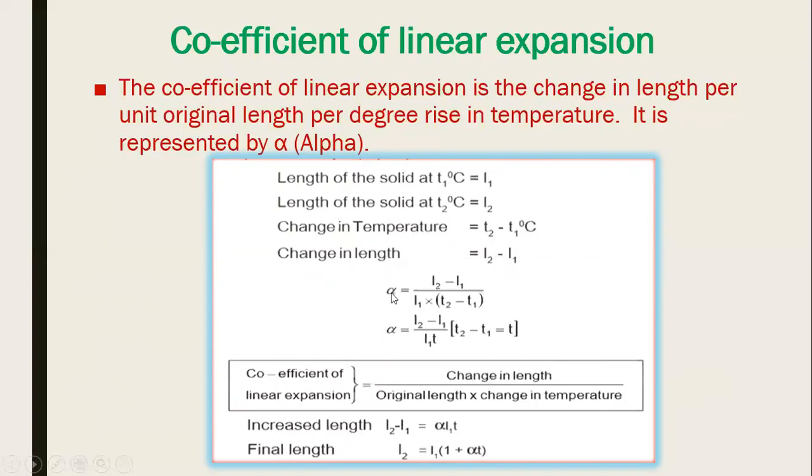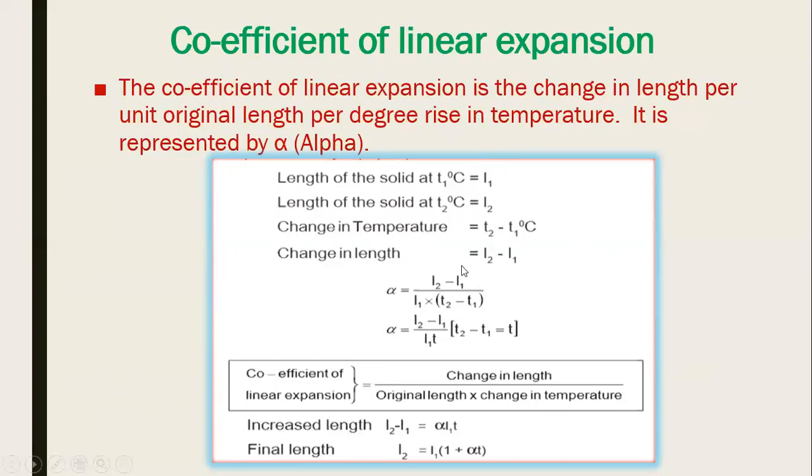So our definition: alpha is equal to the change in length, L2 minus L1, per unit original length, which is L1, and per degree rise in temperature. Rise in temperature means change in temperature, that is T2 minus T1. So alpha equals L2 minus L1 divided by L1 into T2 minus T1. When T2 minus T1 is equal to T, the equation will be L2 minus L1 divided by L1T. You have to understand that definition.